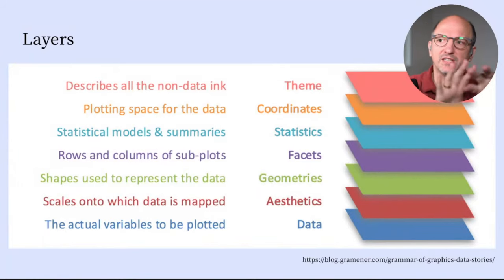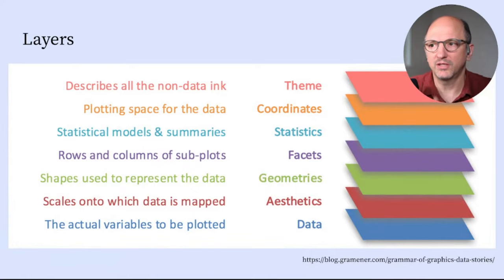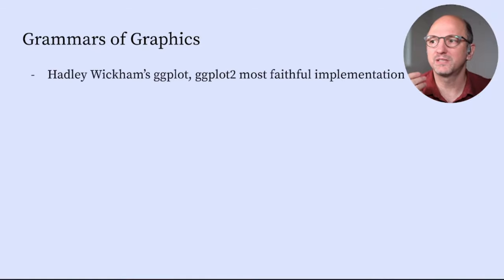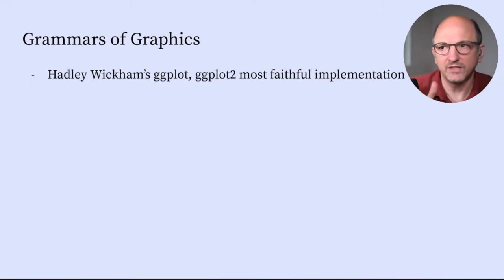And then, of course, there is all of the stuff around the chart that you need to understand what's going on. So there's a coordinate system, there are labels, there are legends, and so on. So all of this is the top parts of the coordinates and the theme. And there is a distinction here between the grammar of graphics and grammars of graphics. So there are a lot of systems that are grammar-based, but that are not strictly following, or really at all following, the grammar of graphics.